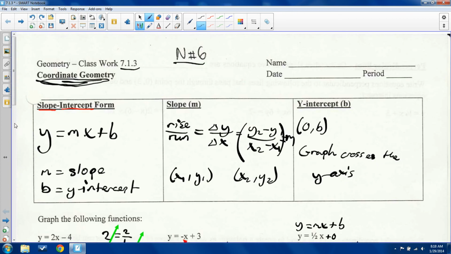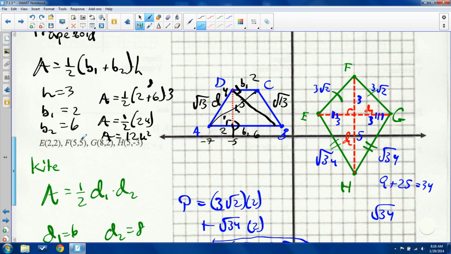Sorry, I lost my place. You can find out if they're perpendicular or not by finding their slopes, etc. That's where we'll know properties of things, especially with kites, because they have to be perpendicular.